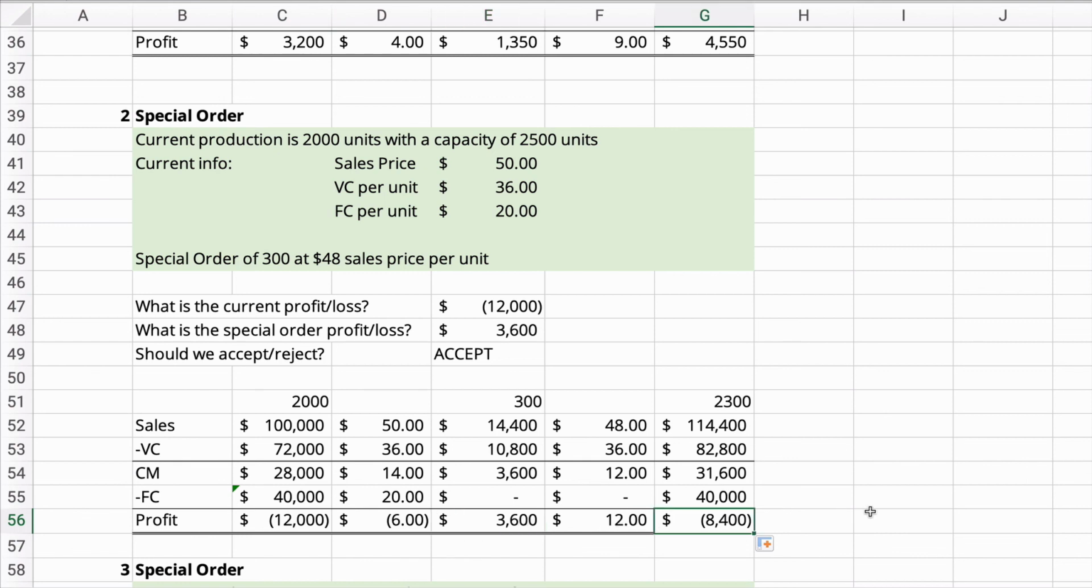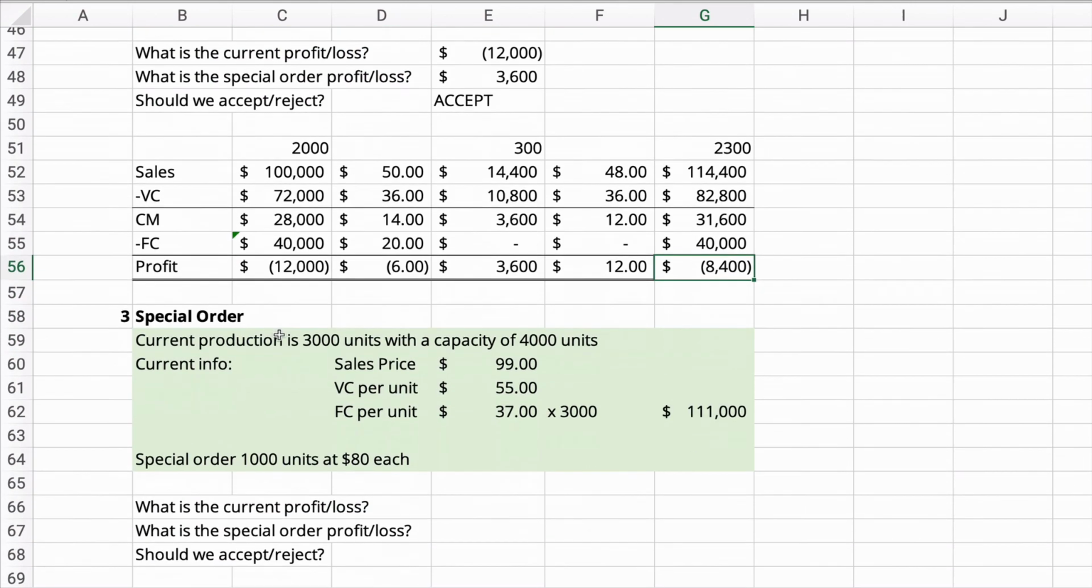Our total loss will go down to 8,400. Still losing money, but we'd rather lose 8,400 rather than the 12,000. All right, one more with the special order, and you'll be in great shape on this.